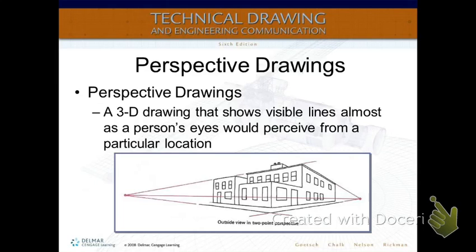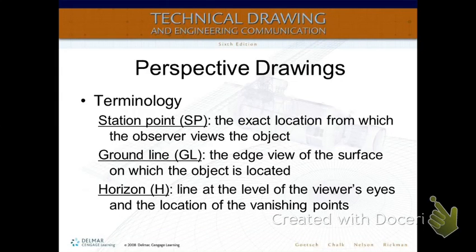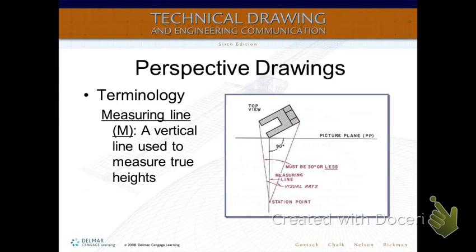Okay, perspective. I've got a nice video. Guys, perspective is a 3D drawing that shows visible lines almost as a person's eye would perceive from a particular location. Here's some terminology: station point, ground line, horizontal line. Measuring, you'll notice that you have a picture plane, the PP, and you have a station point where everything's viewed from.